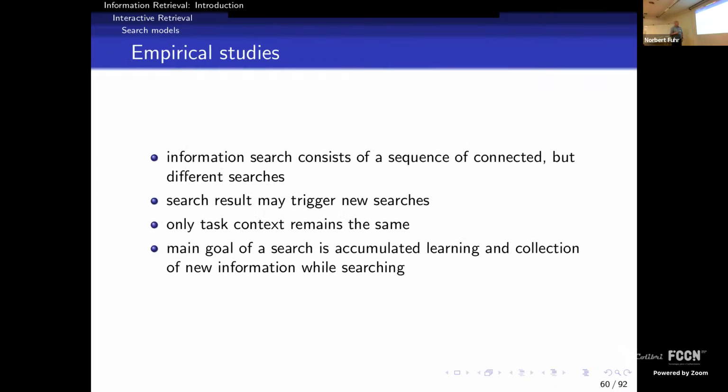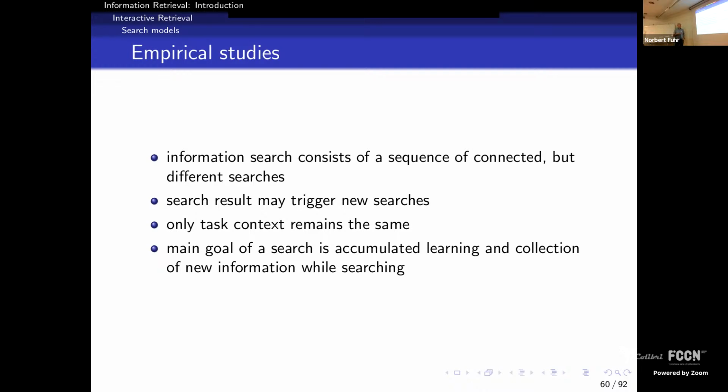There have been empirical studies showing that this is not true, meaning that information search consists of a sequence of connected but different searches. It's not just about optimizing the one query, it's more that the task remains the same and you formulate different searches, and each search result may trigger new searches. So only the task context remains the same.